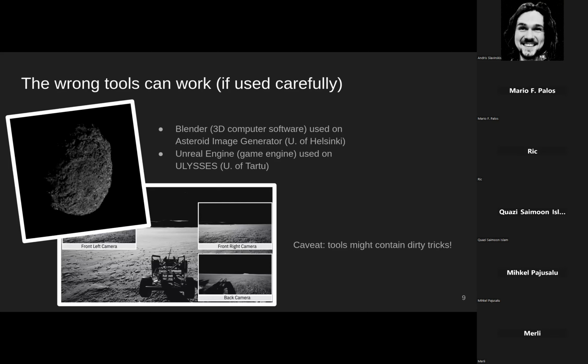And down here, something you all probably know, which is Ulysses, where they are using Unreal Engine, a game engine, to simulate the lunar surface and drive a rover around. These are perfectly fine uses of tools that weren't meant for this. There's only one small or big caveat, which is that these tools might contain dirty tricks.